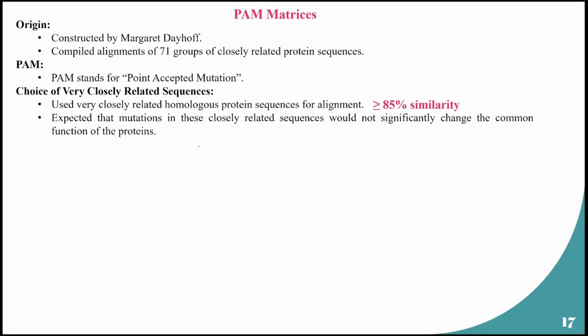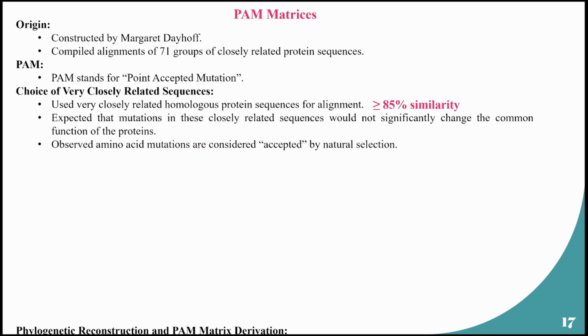So, for example, the same protein, or a similar protein performing the same types of functions, will be present in different organisms, which will have very high sequence similarity, and their functional parts will mostly be conserved. So these are observed amino acid mutations that you are able to see in nature. Of course, that means those were accepted by natural selection, right? So that is considered the accepted part of the point accepted mutation here.